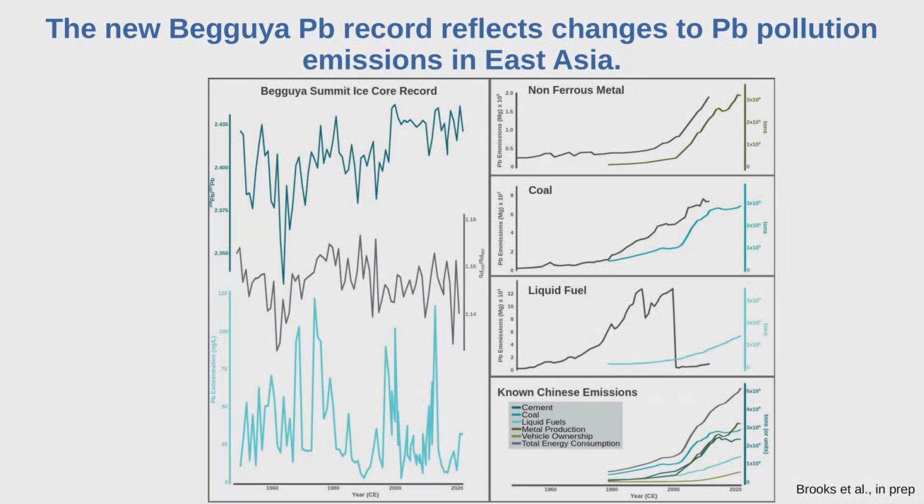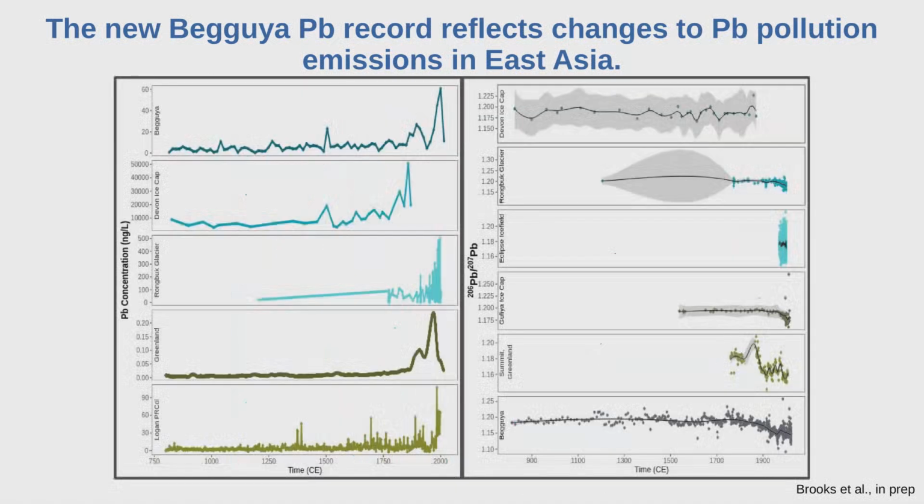And when we compare that to estimated and known emissions from countries such as China, we can see that some of these variations that we're seeing in our ice core record can potentially be contributed to changes in non-ferrous metal production, in coal consumption, in liquid fuel consumption, as well as lots of other sources.